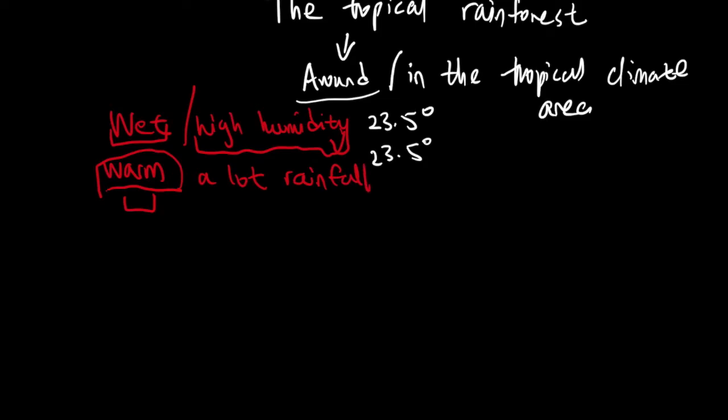And the reason it is wet is because the warm wet air mass came from the equator, falls here, precipitates here. That's why it is wet and warm all year. Understand that? All right. Now let's talk about the layers of the tropical rainforest.